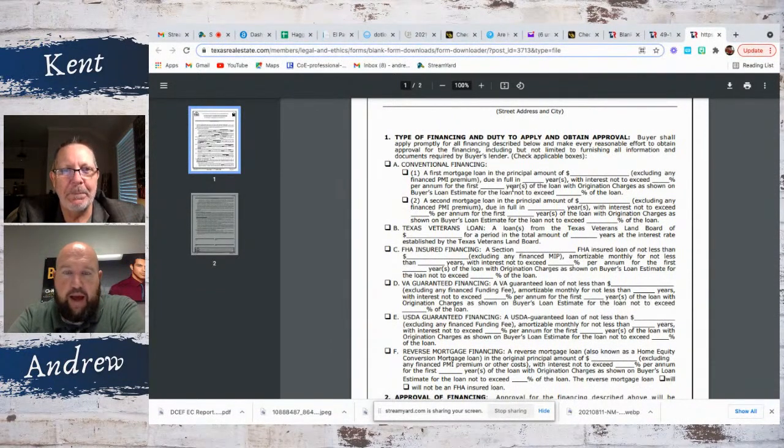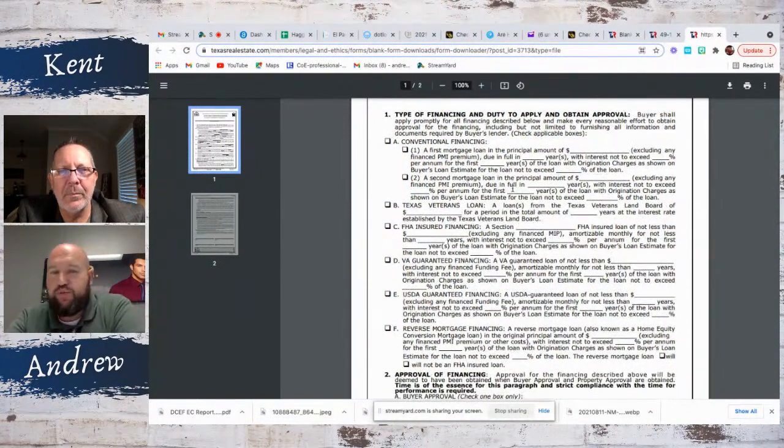Yep. But let's continue on. So we've got, of course, conventional, Texas Veteran, FHA, VA, USDA, reverse mortgage. What kind of loan are we doing and how? Conventional loan, always remember, whatever loan you pick, you have to mark the box and then the box inside. So if it's a conventional mortgage, you have to mark the A box, and then you're going to do a first mortgage loan in the principal amount of, this is the loan amount, excluding any financed PMI premium.